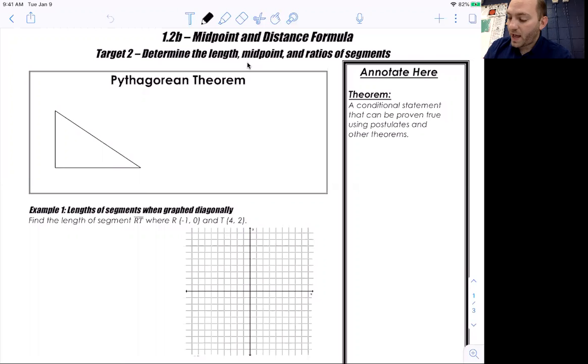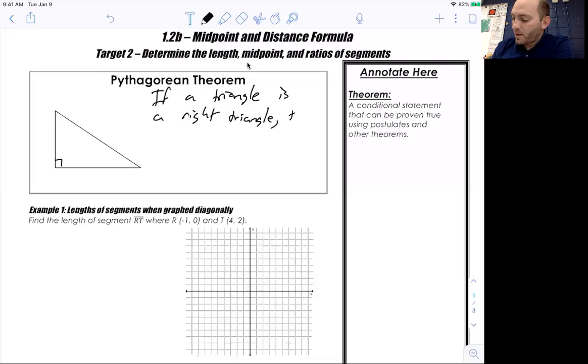Okay, if a triangle is a right triangle, so this has to be a right triangle, which I'm going to show with that little square in the corner, then the sum of both legs squared is equal to the hypotenuse squared.